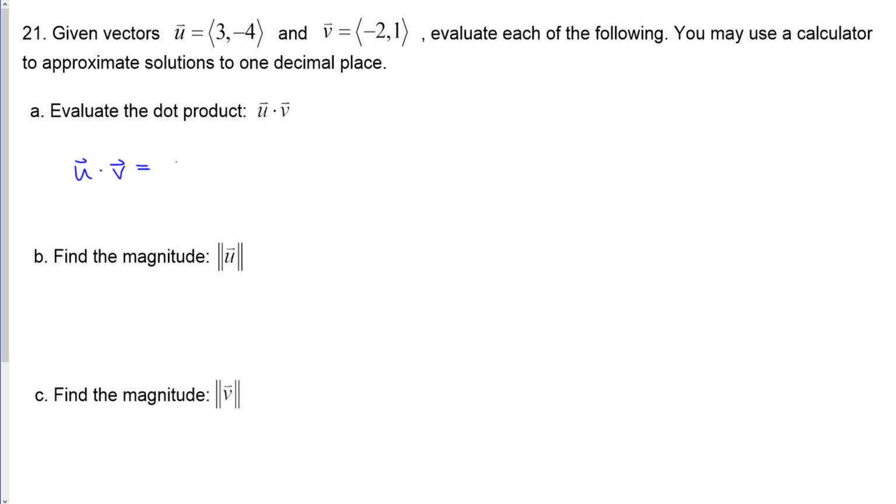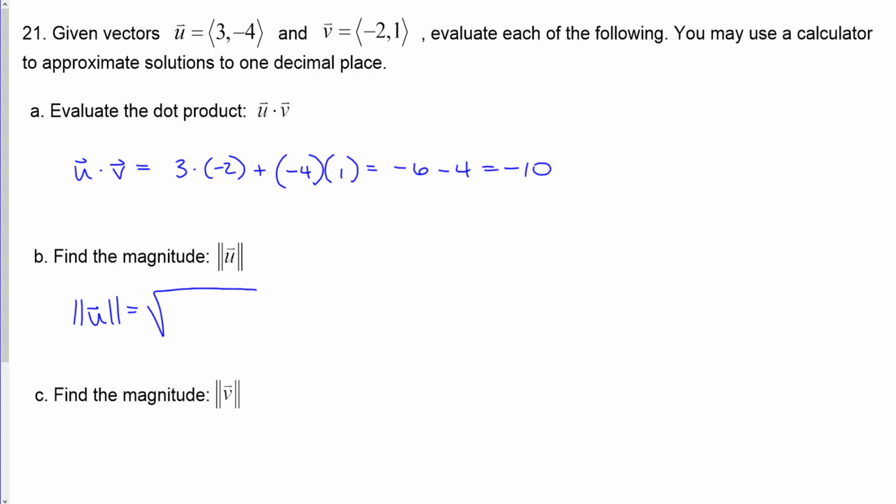So 3 times negative 2 plus negative 4 times 1. This would be negative 6 minus 4, negative 10. Part B, find the magnitude of vector u. So the magnitude of vector u is the square root of the sum of the squares of its components. So 3 squared plus negative 4 squared. So the square root of 9 plus 16, or the square root of 25, which is 5.